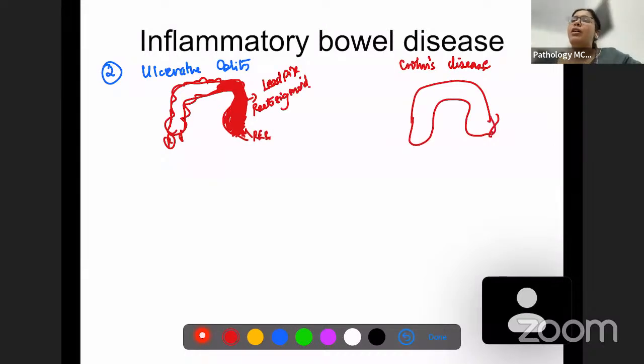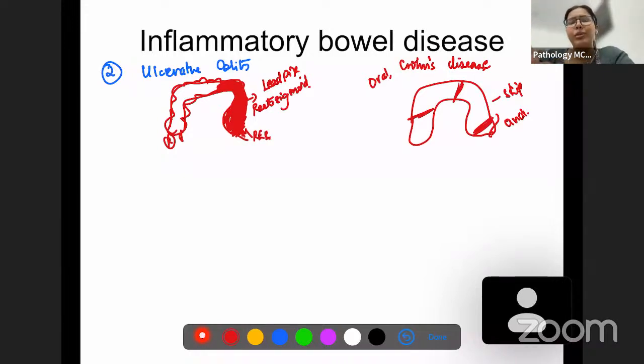But in Crohn's disease, there is a very patchy or focal involvement. This is known as skip lesions. It does not necessarily just involve the large intestine. It can involve the oral cavity. It can cause anal fissures and anal fistulas also. This is for Crohn's disease.